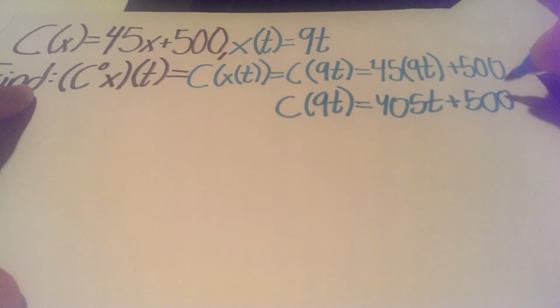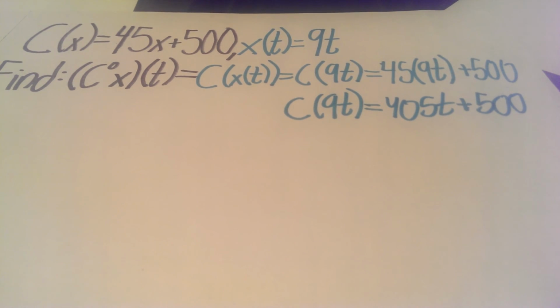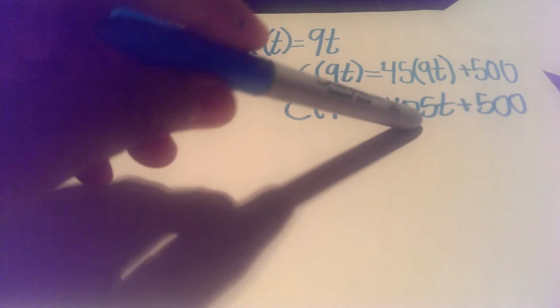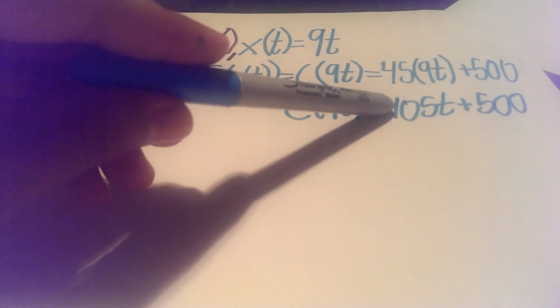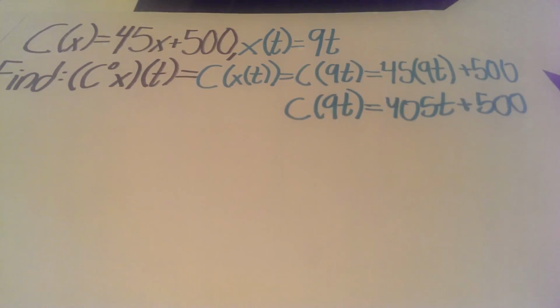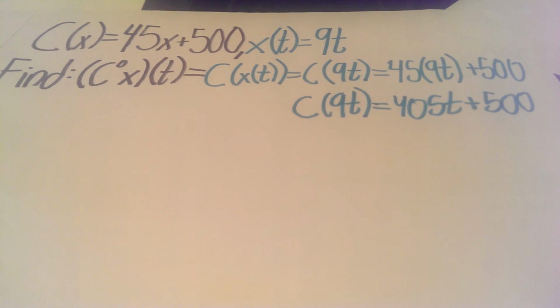plus 500. So what this equation is saying is that at any time given will be multiplied by 405 and then add an additional 500, and that will be the end cost of producing a product. And that's it.